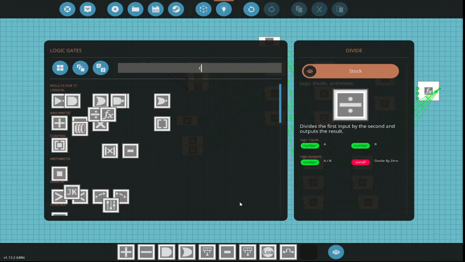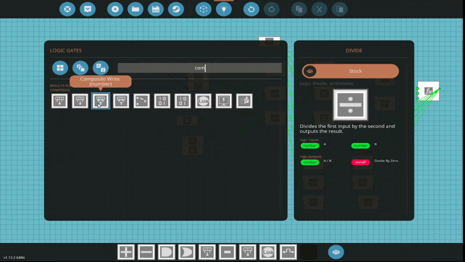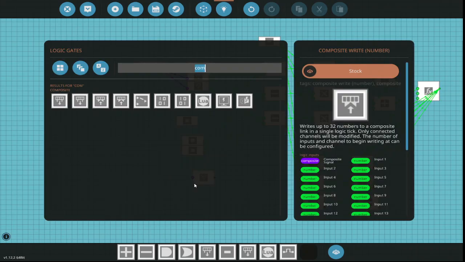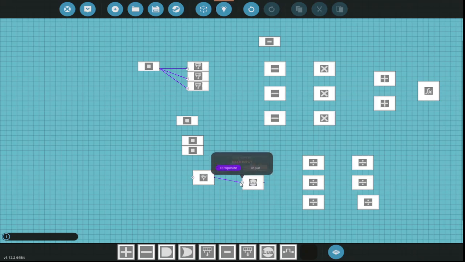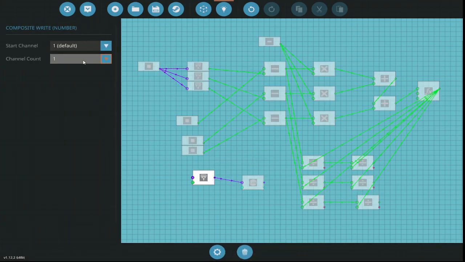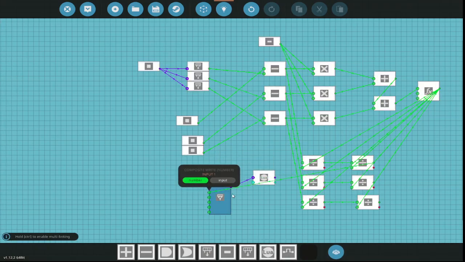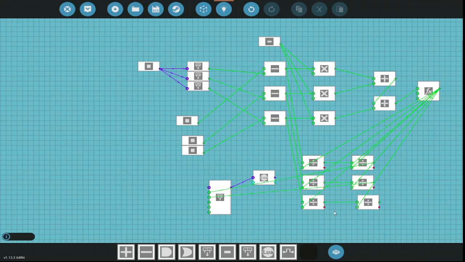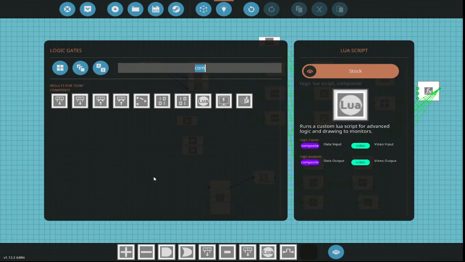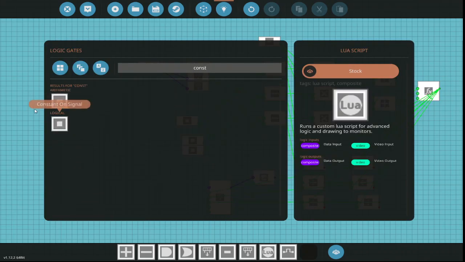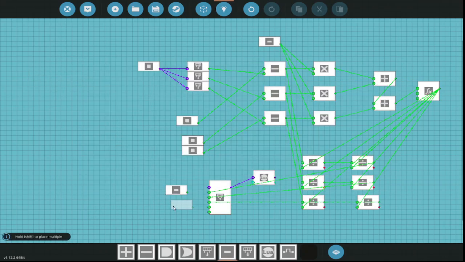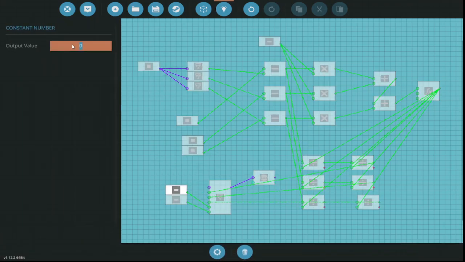Okay, so now what we need is a composite write number, and we'll run that into our Lua script, and then we need 5 channels. We have our X, we have our Y, our Z, and then we need 2 constant numbers, which are going to be our screen width and our screen height. I just find it was easier for me to write the code this way.